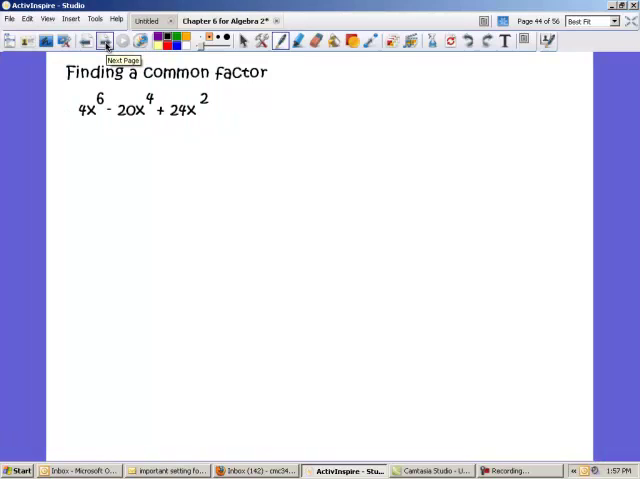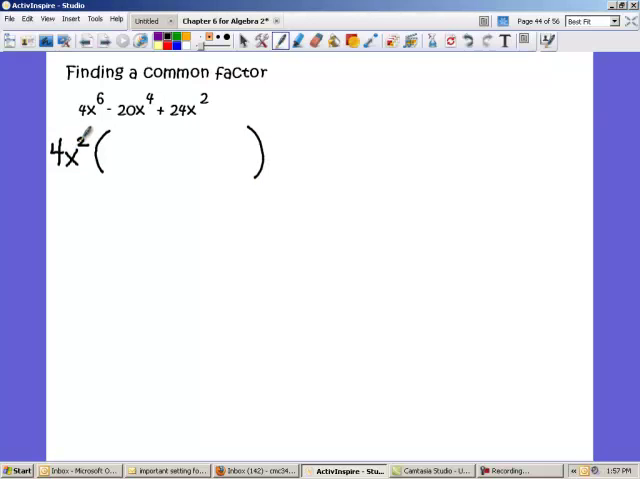Now when we have 3 terms, as you notice we have 3 terms here, and they all share a common x, we can also pull that out as well. So I'm also noticing that 4, 20, and 24 all have a common multiple of 4. So I'm going to pull the 4 out. And they all have at least an x squared in it. This has 4, this has 6, and this has 2. So we can only take the least that they have. Now we're going to put everything they have left over.